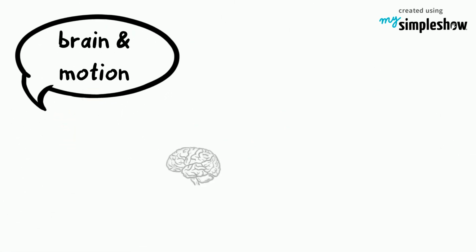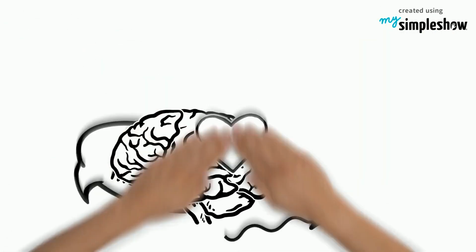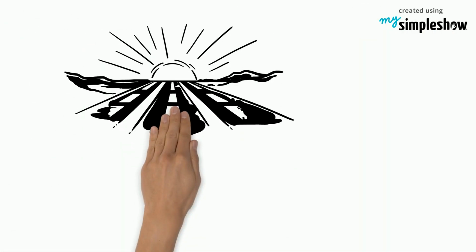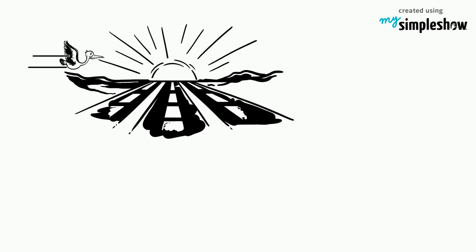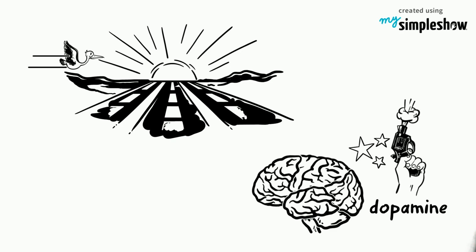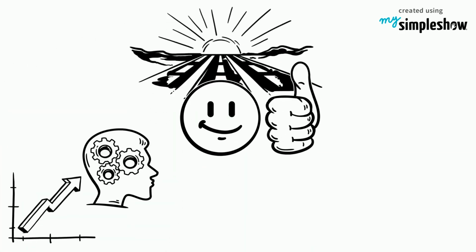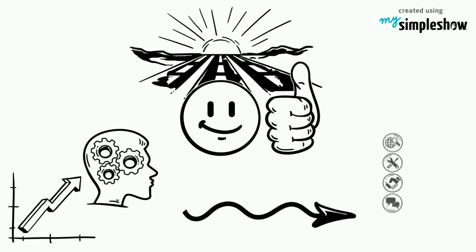A final word on the brain and motion? The brain loves seeing movement. For example, an object on the horizon that suddenly speeds up fascinates the brain. The release of dopamine is triggered. This makes one feel good and also improves learning. And that is why motion benefits modern design.